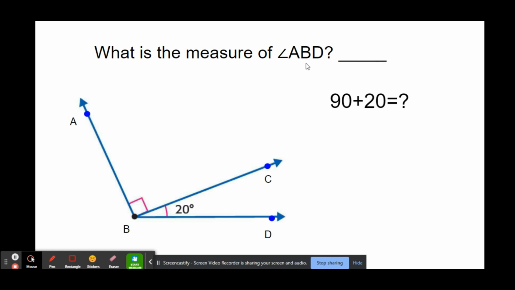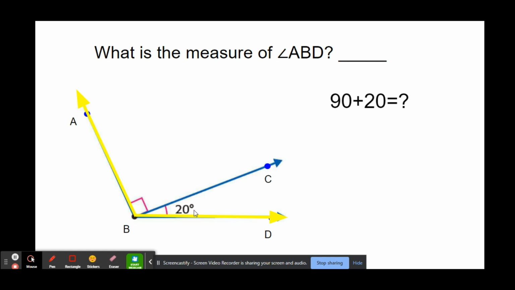Now, this is another way you might see angles named. There are two ways. One is from an outer point to the vertex to the other outer point, and the other is just by the vertex. So in this case, it says, what is the measure of angle A, B, D? So it starts with A, the vertex is B, and goes through D. So that is what we're trying to find out.